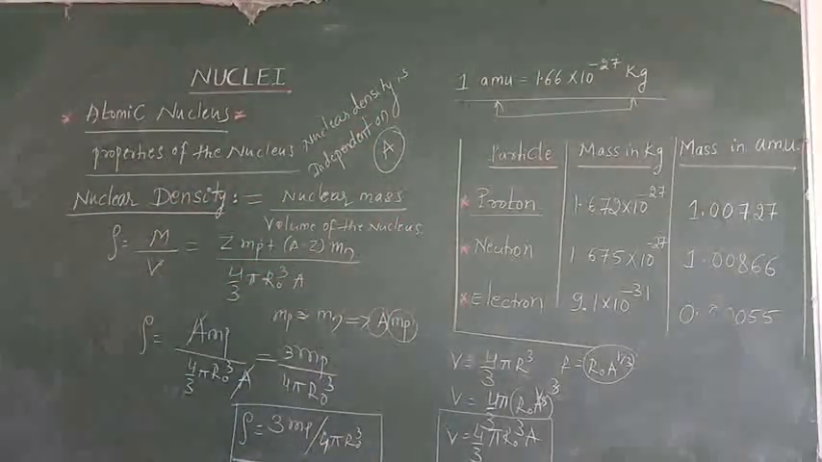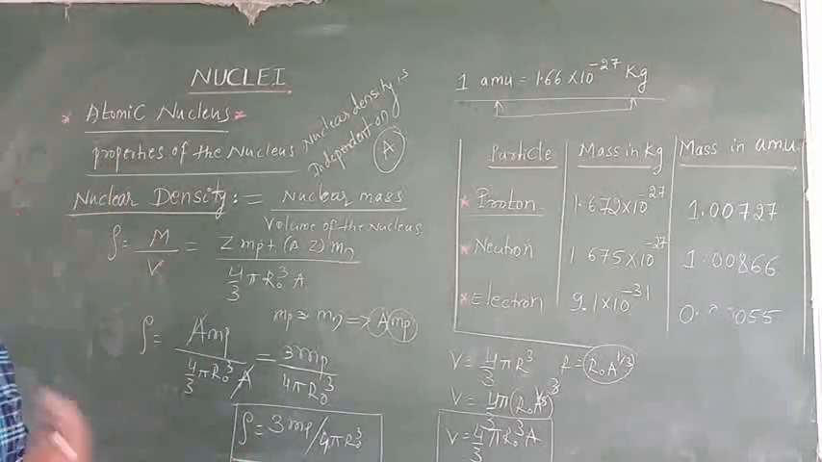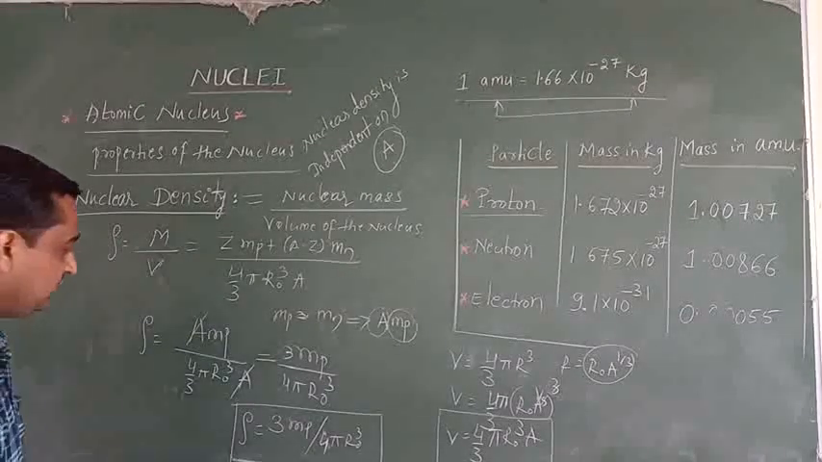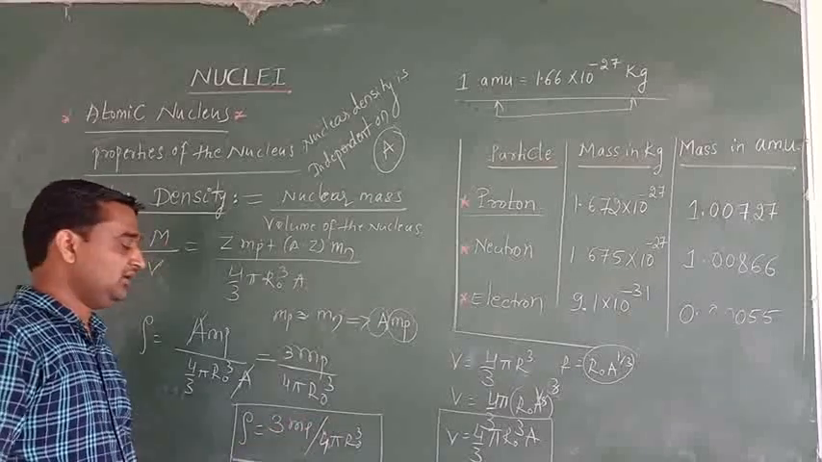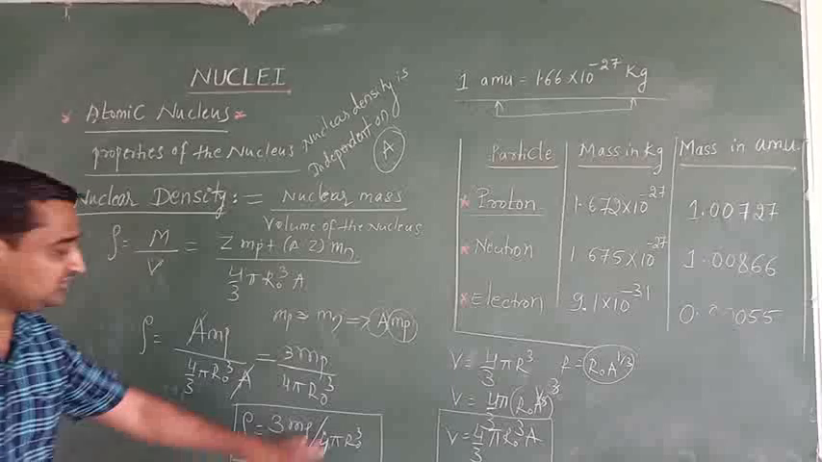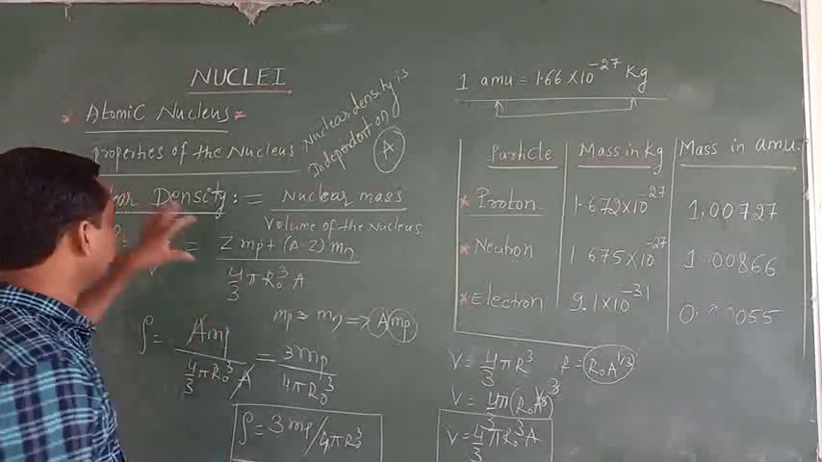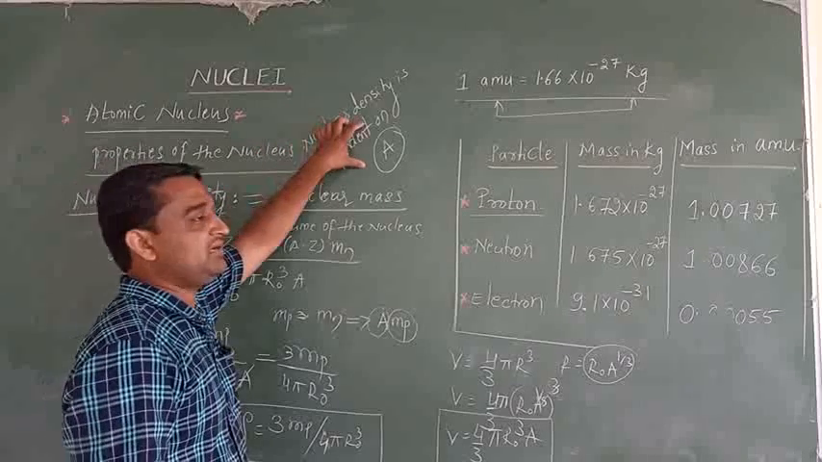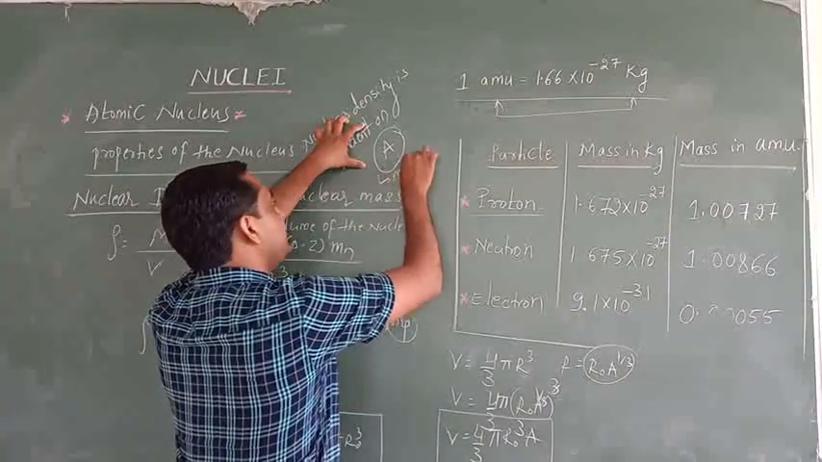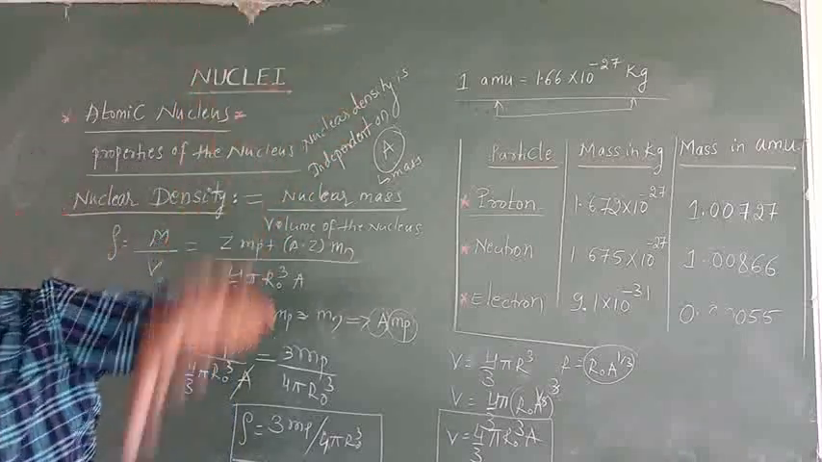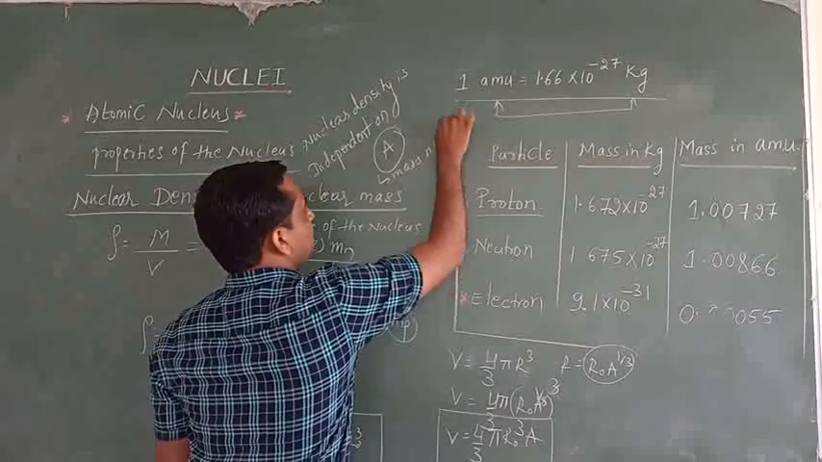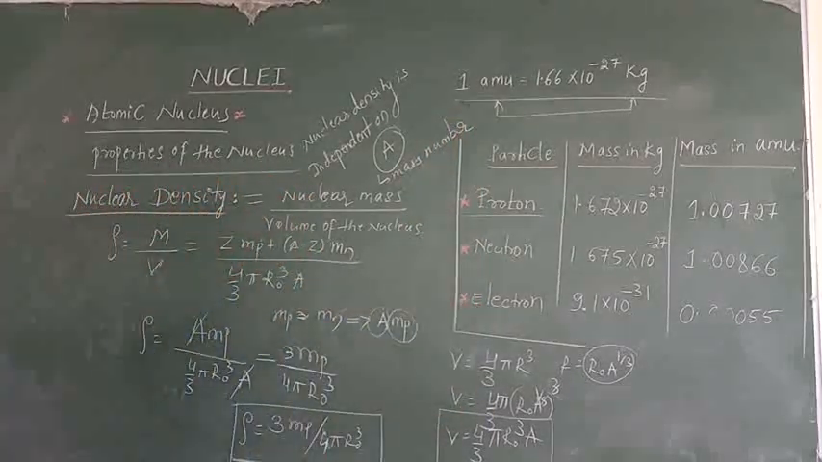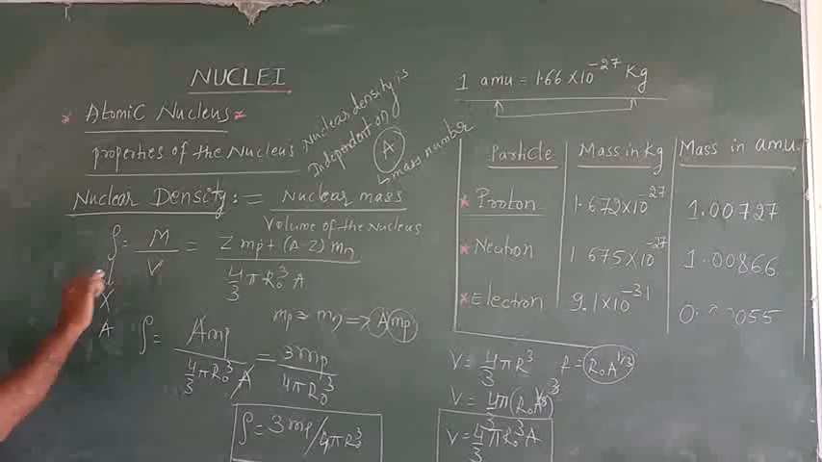That means all the nuclei have approximately the same density, because the nuclear density rho we are getting is 3 Mp divided by 4 pi r naught cube. All the terms involved in this equation are constant. So the nuclear density is independent of the mass number A. Therefore, all the nuclei of different elements have the same nuclear density. So rho is independent of A.